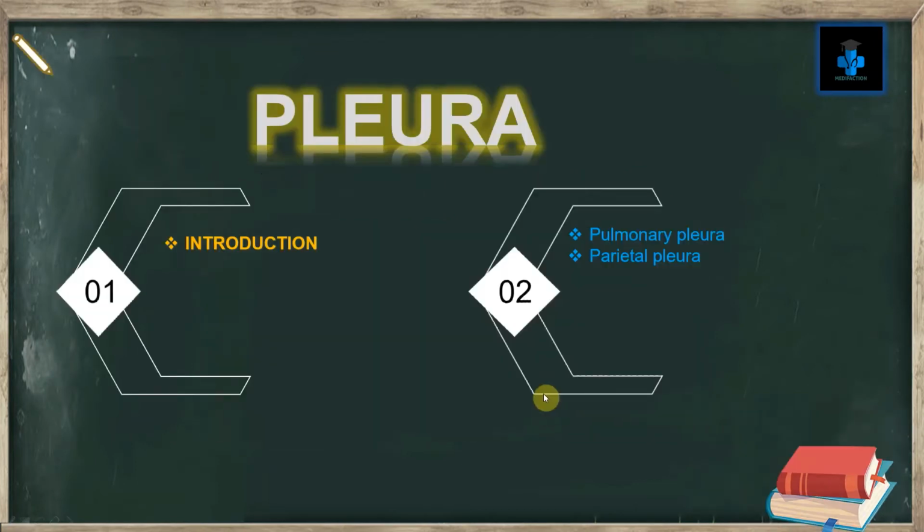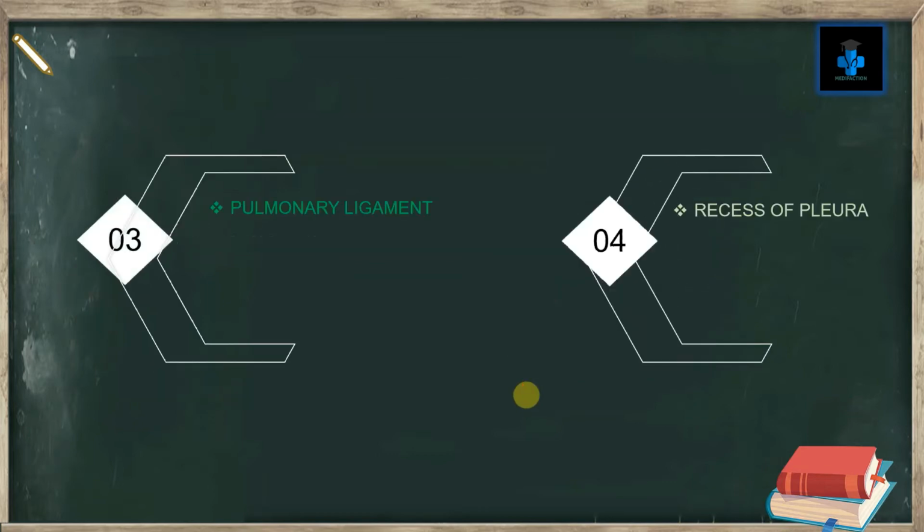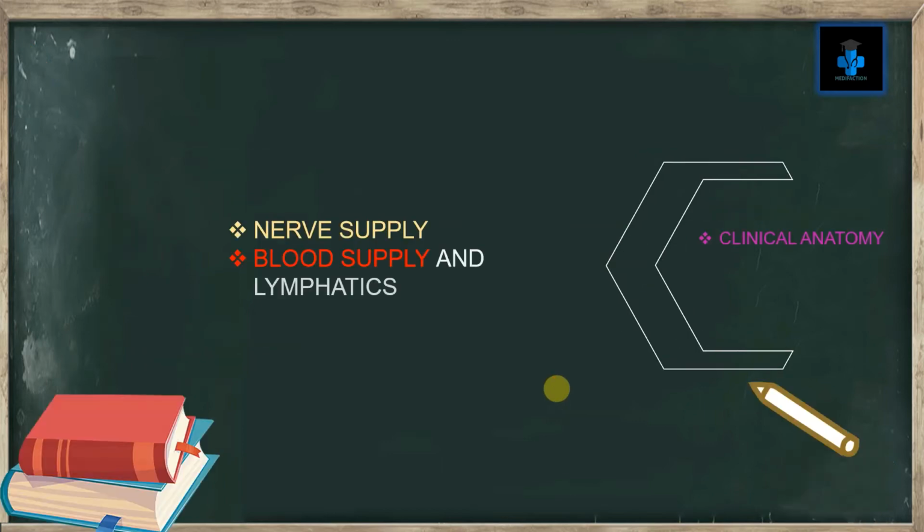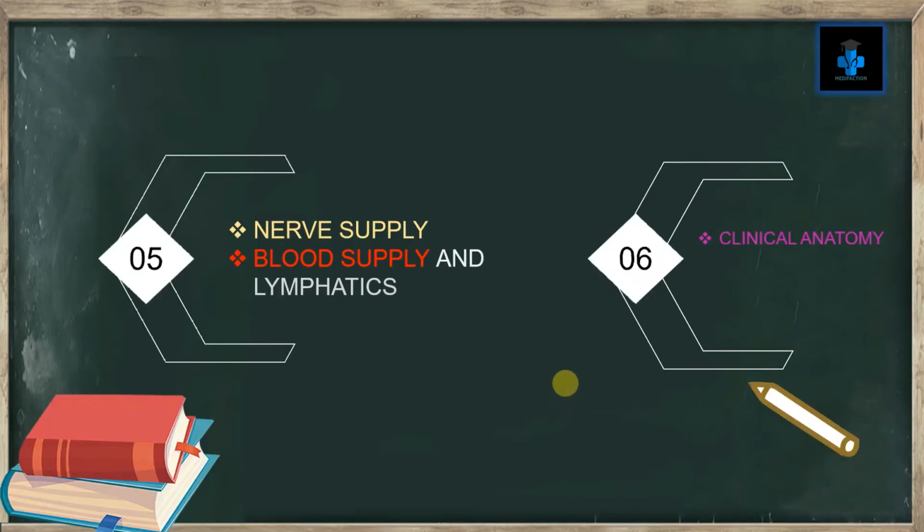In this video, I'm going to enumerate an introduction about pleura, and we're also going to discuss some layers of the pleura, which are pulmonary pleura and parietal pleura, followed by the pulmonary ligament. We're also going to discuss the recesses of pleura, and finally, we are going to talk about the nerve supply, blood supply, and lymphatics, along with some important clinical anatomy related to pleura.